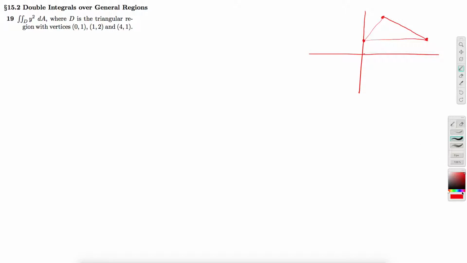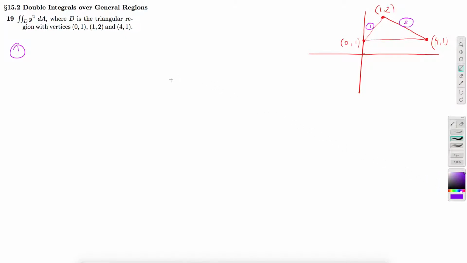We need to find the area beneath them. So we need to find, let's call this L1, L2. We need to find what L1 is. So L1, to find the gradient, is just rise over run. So let's just make this a bit easier for ourselves. This was (0, 1). This was (1, 2). And this was (4, 1).